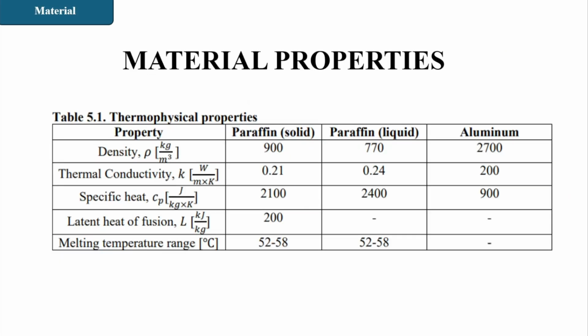Now, looking more at the material properties, these are a couple of thermophysical properties that we have, where I included density, thermal conductivity, specific heat, latent heat of fusion, and melting temperature range. So particularly here, paraffin conducts heat extremely poorly, around 0.21 to 0.24 watts per meter per Kelvin, which means heat travels very slowly inside it. But it has a high heat capacity and a large latent heat window.